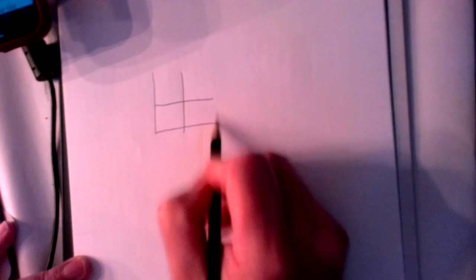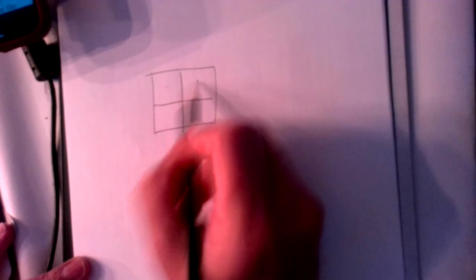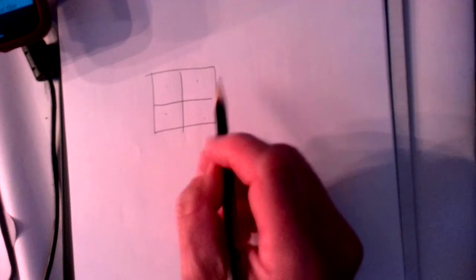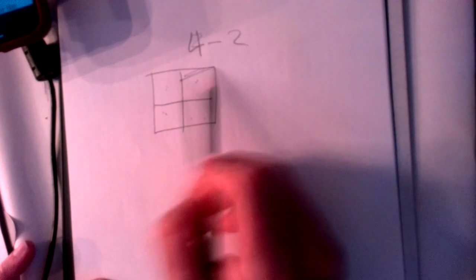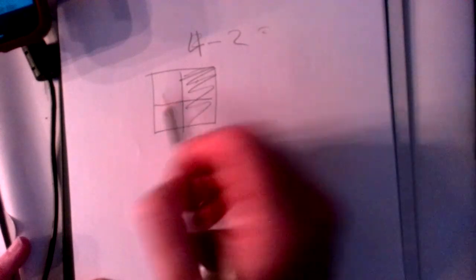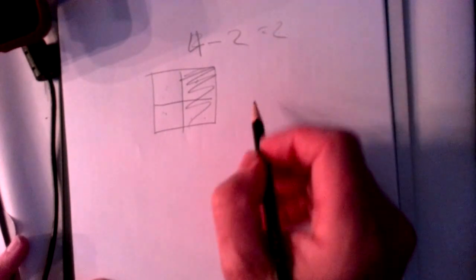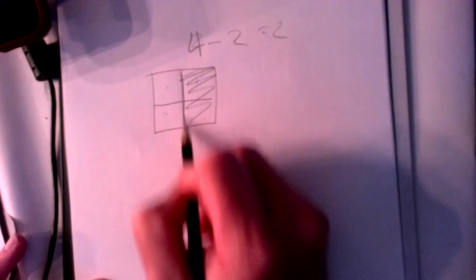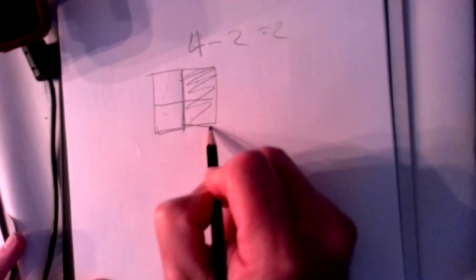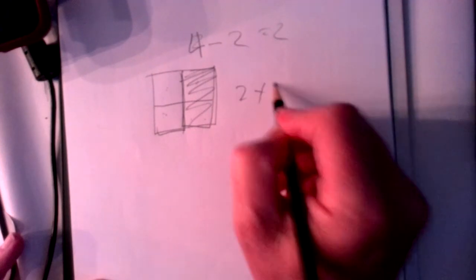This is a square. It's divided up into 4 parts. 1, 2, 3, 4. So if we count them, we say 1, 2, 3, 4. If we subtract them, we say 4 minus 2, and we get rid of 2, and so we have 2 left over. Multiplication is when we say 2 sets of 2 equals 4.